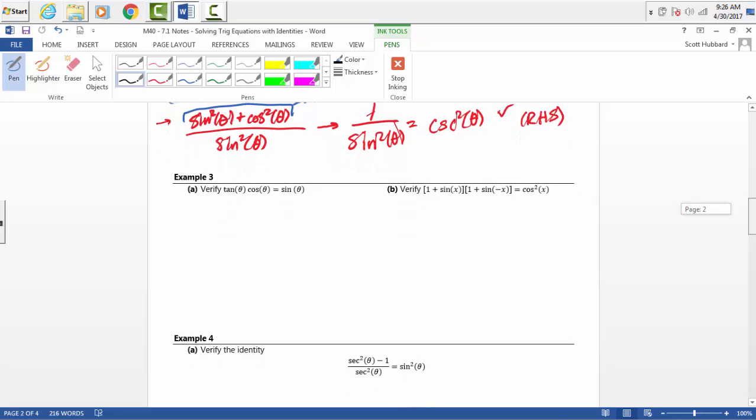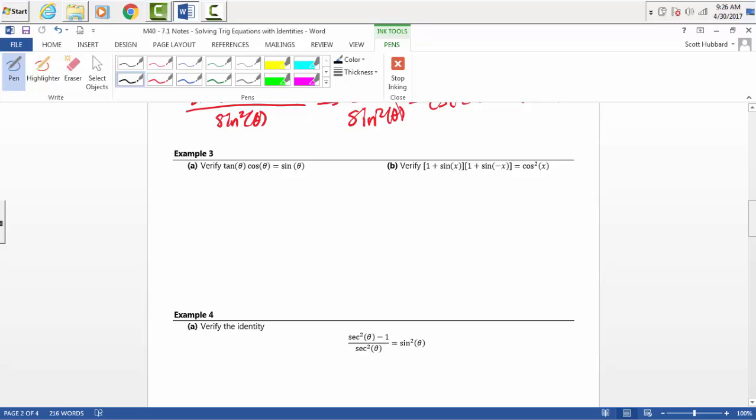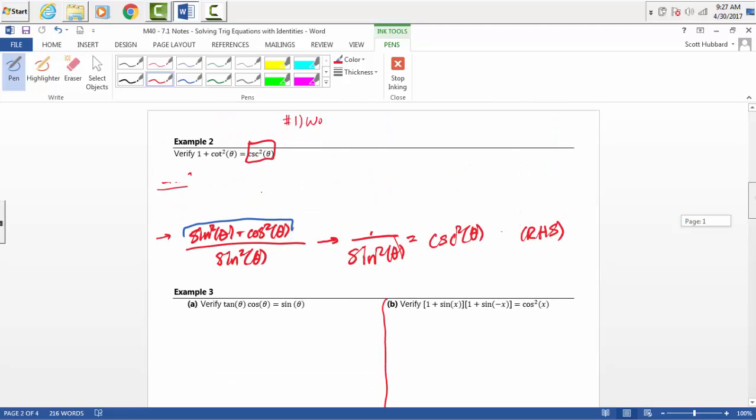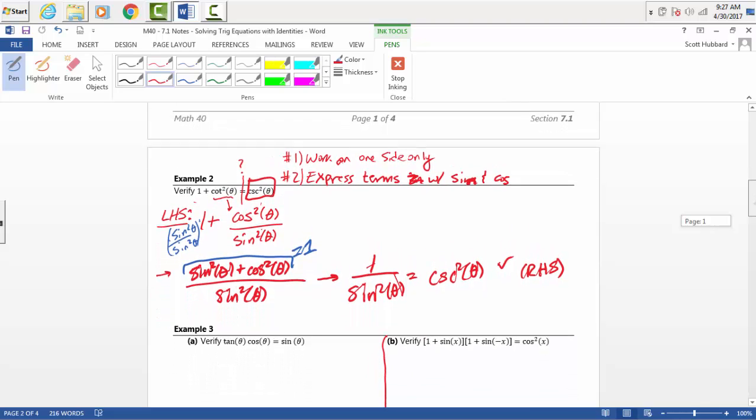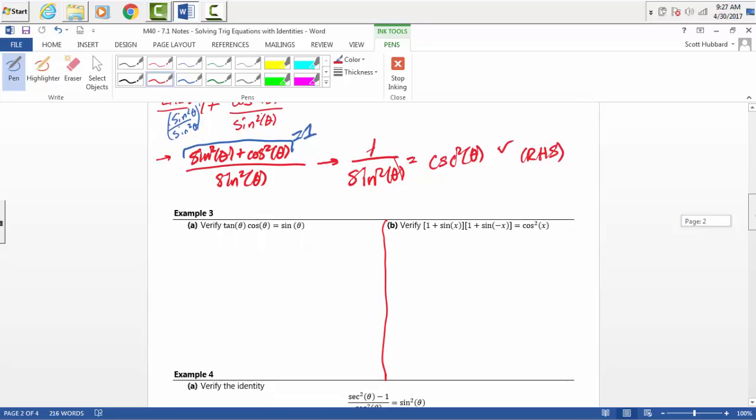So let's go ahead and finish this section, and I'll post this as part 2 of 7.1. Let's get some more work and verify some of these identities. For instance, tan theta cosine theta equals sine theta. The tips I wrote up here were that you want to start on one side only, and express everything in terms of sine and cosine.